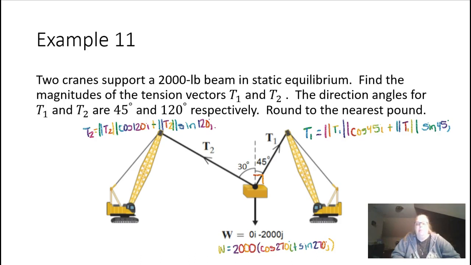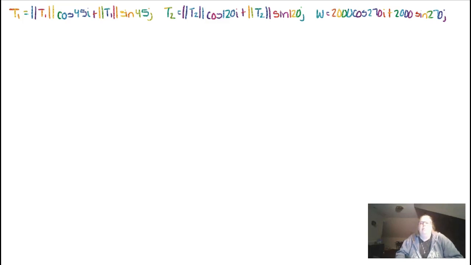Now I'm going to take these equations and put them on the next page. I've written all of our vectors across the top. Because the problem tells me that these forces are in static equilibrium, I know that if I add the vector T1 plus the vector T2 plus the weight vector, we should get the zero vector, or 0i plus 0j. So I'm going to set up that equation, substituting what I know T1, T2, and W are equal to. That gives me this equation.